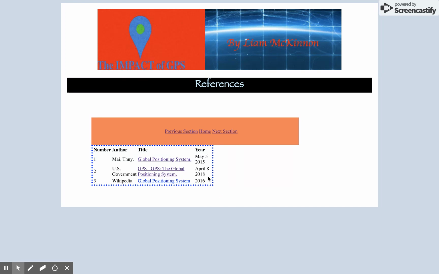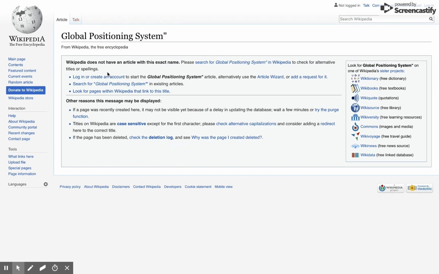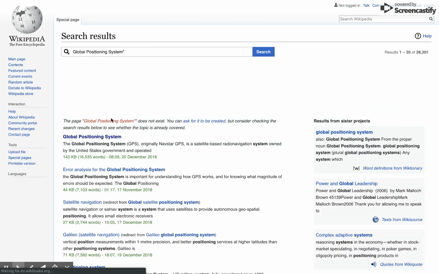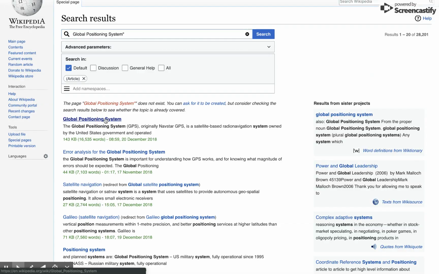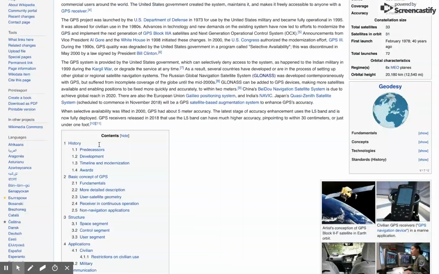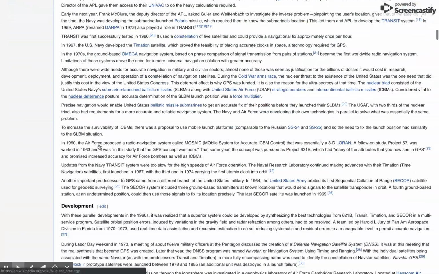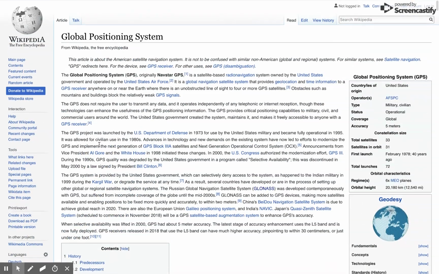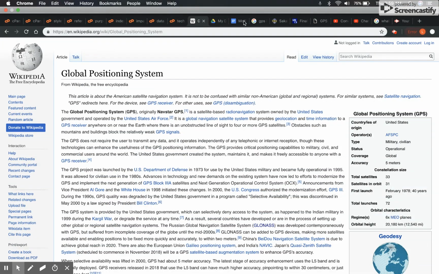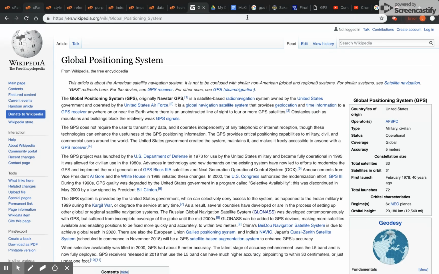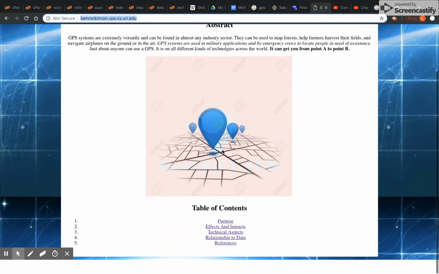Even though Wikipedia isn't a very sourceful web page, I thought it was very sourceful with helping me find out information on a global positioning system. I don't know why. But yeah, here it is. This is where I got a lot of my information, and it was very helpful. And yeah, this is my website.